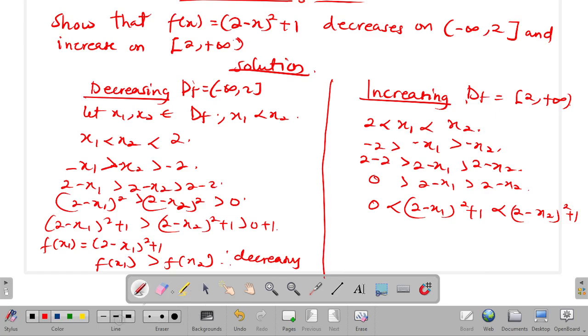Good. So we move on, and at this point I can clearly say that my f of x1 is less than my f of x2, and therefore our function is increasing.